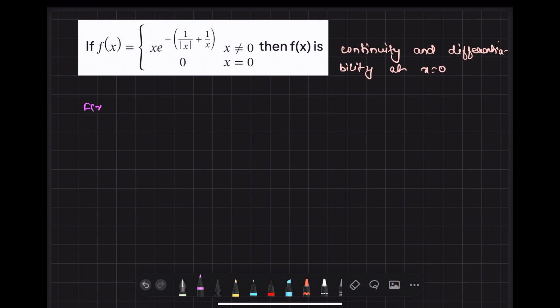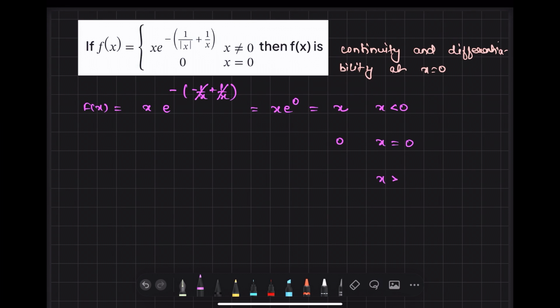So we have f of x equals, first I will talk about x smaller than 0. So for this case I have to replace this mod x with, since x is negative, minus of x. Okay, so can I write x times e power minus of 1 by x plus of 1 by x. So this thing is gone, so it will become 0. So x times e power 0 will be x. Okay, then at x equals to 0, it is 0.